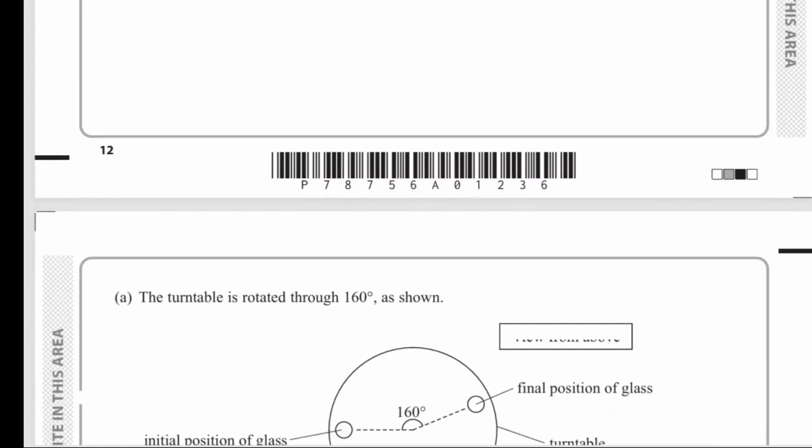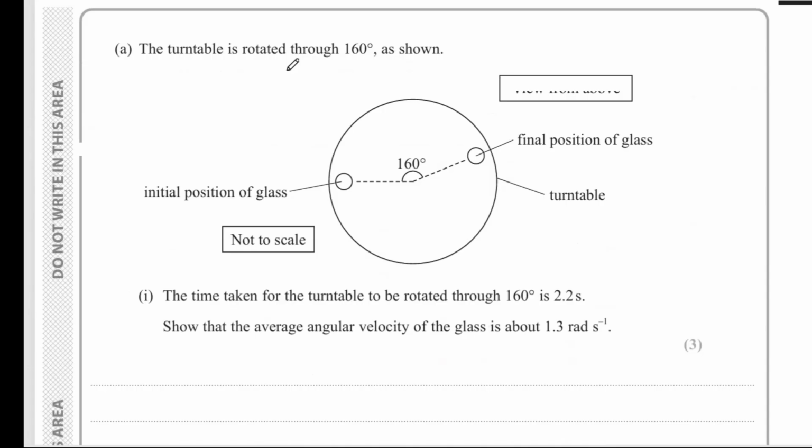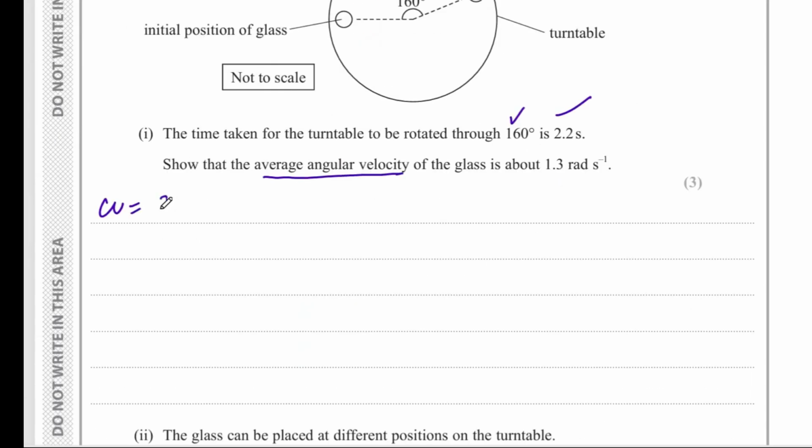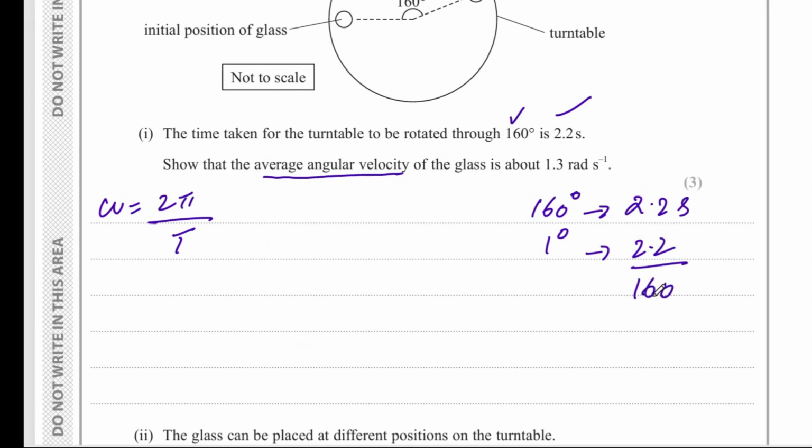So you've got something like this, you've understood all these things. The turntable is rotated through 160 degrees, as shown. The time taken for the turntable to be rotated 160 degrees is 2.2 seconds. But still, we do not have the time period, and we will be unable to calculate the angular velocity, which is 2 pi upon the time period, right? So first of all, I'm going to calculate the time period. If it is taking 2.2 seconds to cover 160 degrees, it means that it would take 2.2 upon 160 to cover 1 degree.